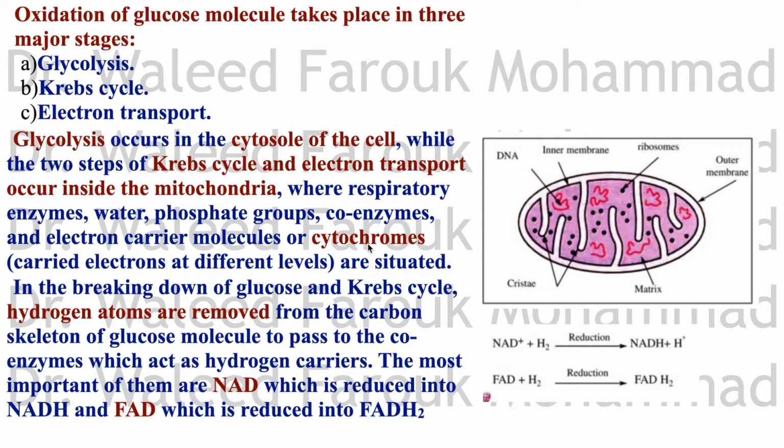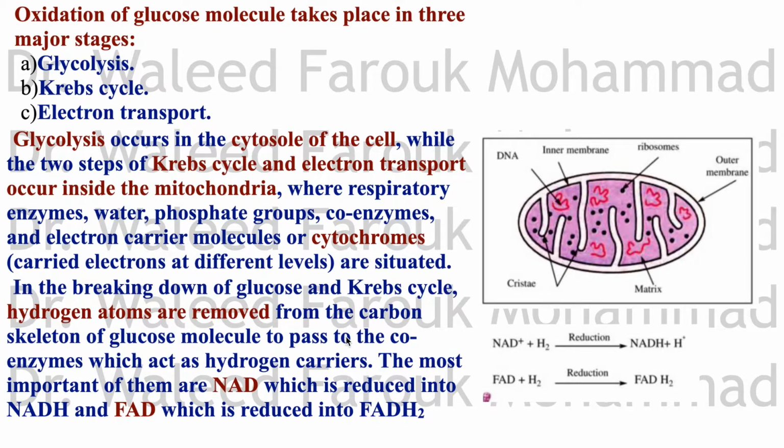Now, glycolysis takes place in the cytosol of the cell, while the mitochondria contain respiratory enzymes, water and phosphate groups, coenzymes, and electron carrier molecules called cytochromes, all there inside the mitochondria for the Krebs cycle and electron transport to take place. So please remember, glycolysis in the cytosol, Krebs cycle and electron transport inside the mitochondria.